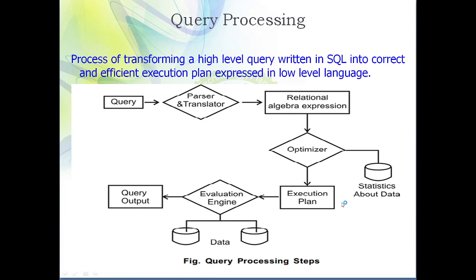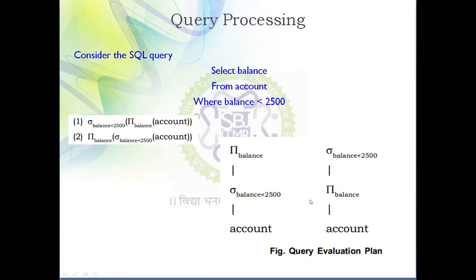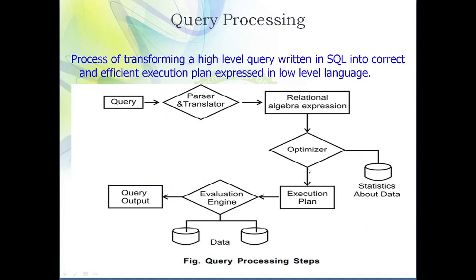And finally it gives one efficient plan. So in this case, the optimizer will select plan 1 and give it as an execution plan. Then that execution plan will be given to the evaluation engine, which is the third step in query processing. As I told you, in query processing there are 3 steps. First one is parsing and translation, second one is optimization, and third one is the evaluation engine.